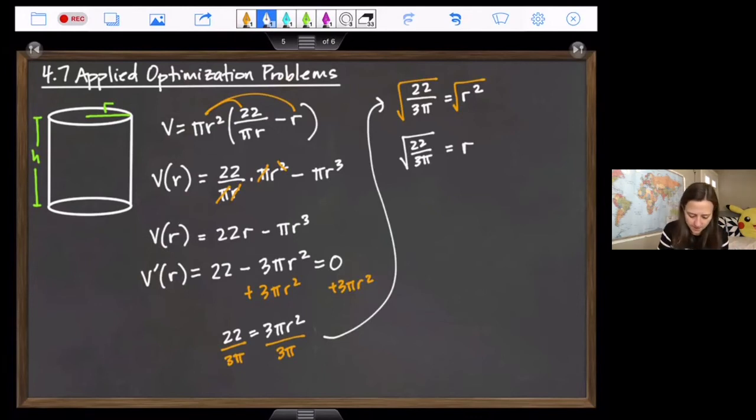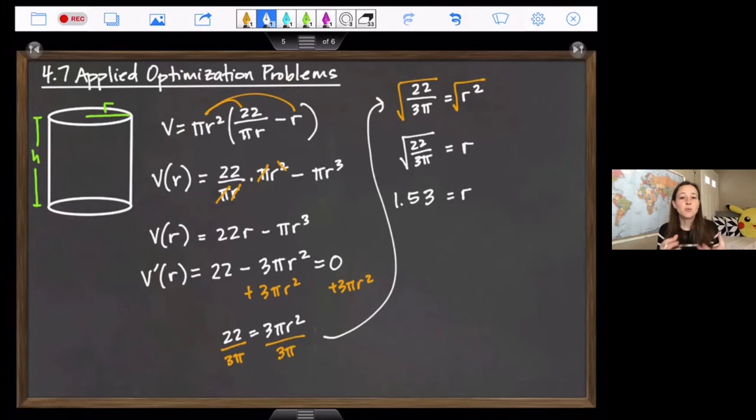So let's see what the value of R is. I'm going to go to my calculator and take the square root of 22 divided by 3 pi. And I get 1.527, so I'm going to round that off to 1.53 inches. Remember that we saw about 1.5 inches when we were playing around with that applet was the correct answer. So this makes me feel better about our calculations.